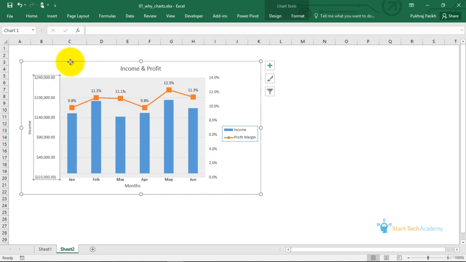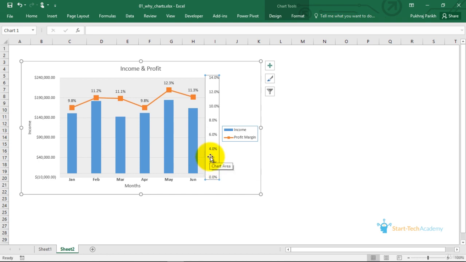Again, the one on the left is known as primary vertical axis and its label is known as primary vertical axis labels. So these values of $240,000, $190,000, these are the primary vertical axis labels. And this one on the right is known as secondary vertical axis and its labels are known as secondary axis labels.